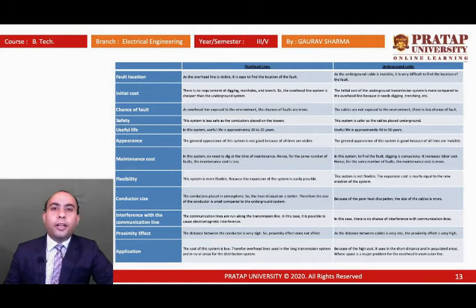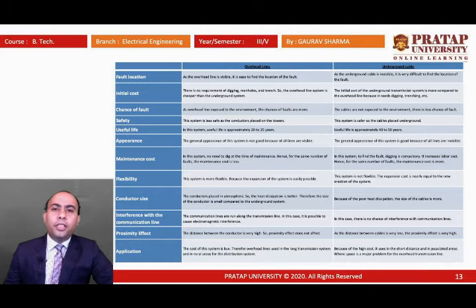In the case of overhead line, the conductor is placed in the atmosphere, so the heat dissipation is better, therefore the size of the conductor is small as compared to the underground system. In the case of underground system, due to the poor heat dissipation, the size of the cable is more.